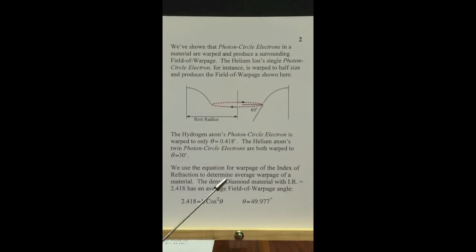We've shown that photon-circle electrons in a material are warped and produce a surrounding field of warpage. And here's a for instance. If you take a helium atom and remove one of its two electrons, you're left with a helium ion that has only one electron, and that helium ion becomes warped to a spatial angle of warpage of 60 degrees.